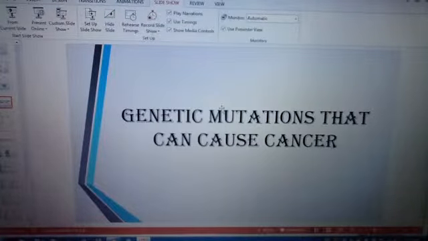Okay, let's talk now about genetic mutations that can cause cancer. First of all, oncogenes. Oncogenes are formed when proto-oncogenes that promote cell division are improperly activated, and this may lead to an increased expression of the gene in a new location and the production of fusion proteins with new functions. So let's take a look at a RAS proto-oncogene.